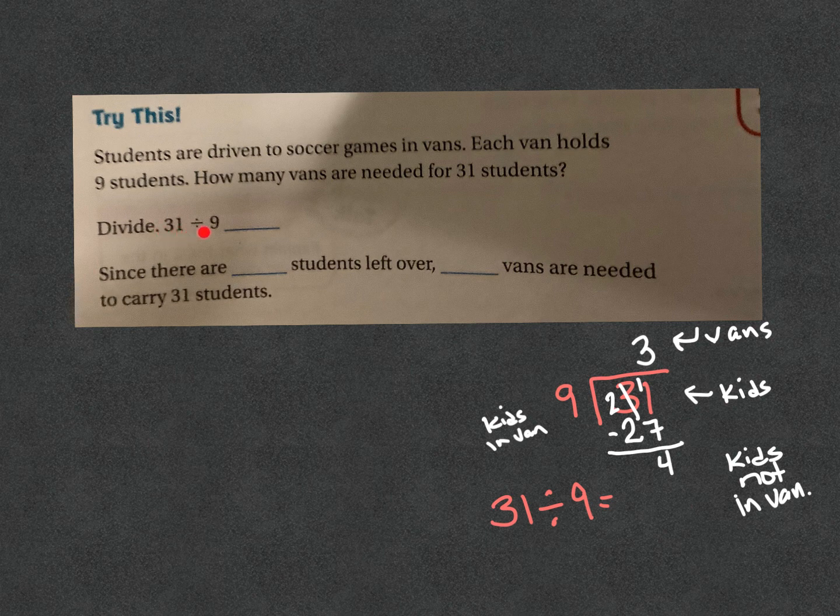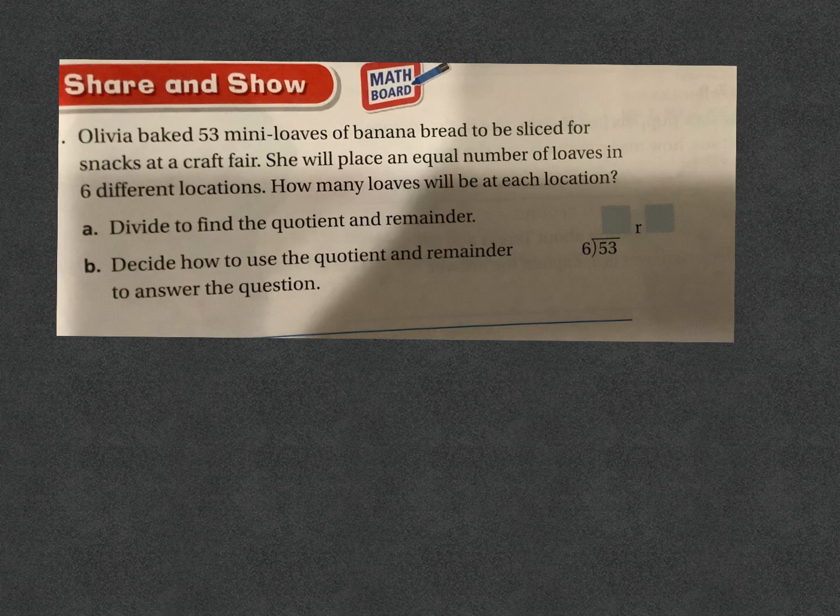So we divided 31 by 9, and we got 3, which represented the vans. And there were 4 students left over. So we're going to make sure to take them. So we're going to need 4 vans in order to carry all 31 students and not leave anybody behind. That's what this is all about. Let's look at share and show number 1. And if you want to try it, pause and see if you can get it, go ahead.